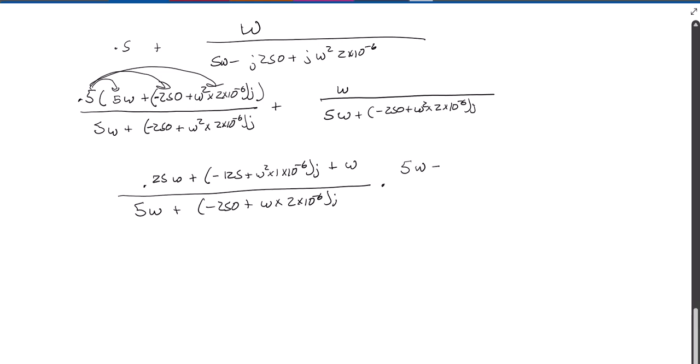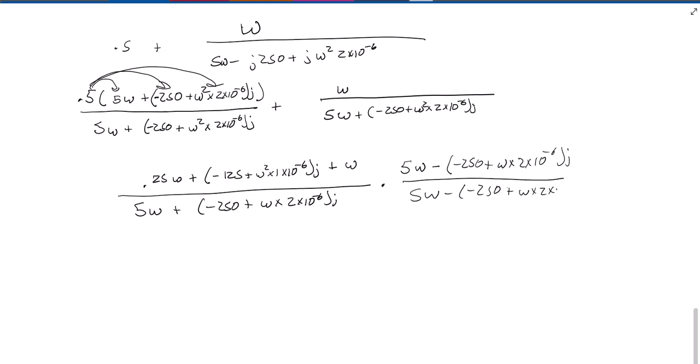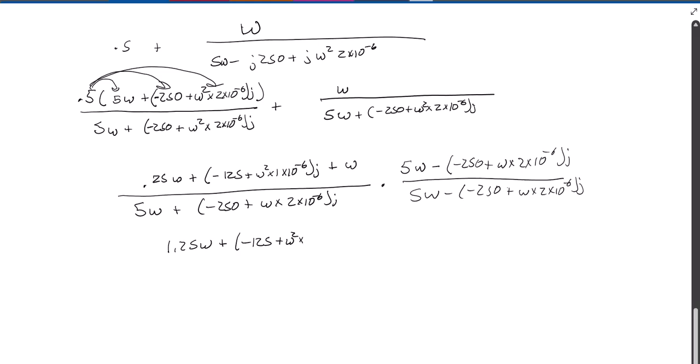So then I get 5 omega minus negative 250 plus omega times 2 times 10 to the negative 6 j over 5 omega minus negative 250 plus omega times 2 times 10 to the negative 6 j. Okay, so the whole point of that is it gets rid of the imaginary part of the denominator. On this side, I have some like terms here. I have a 0.25 omega and an omega. So I have a 1.25 omega plus negative 125 plus omega squared times 1 times 10 to the minus 6 j.